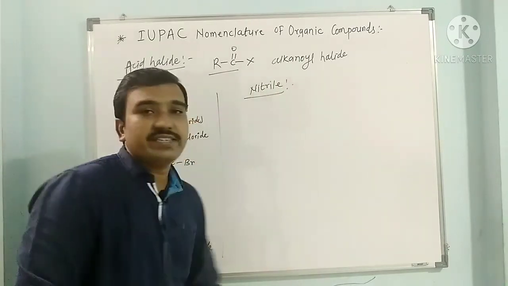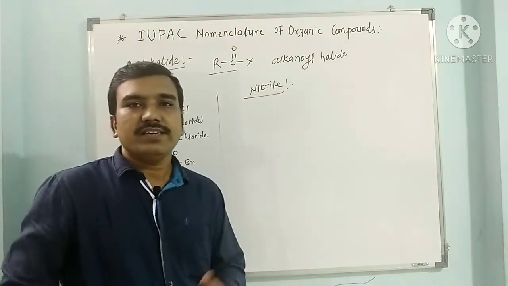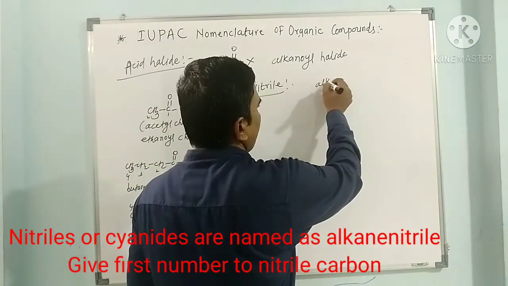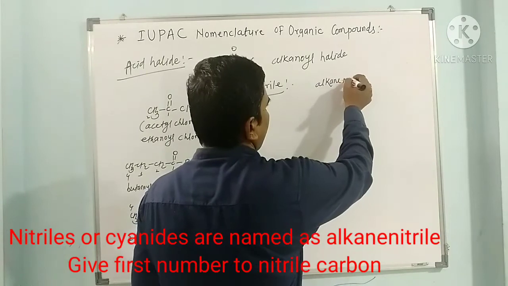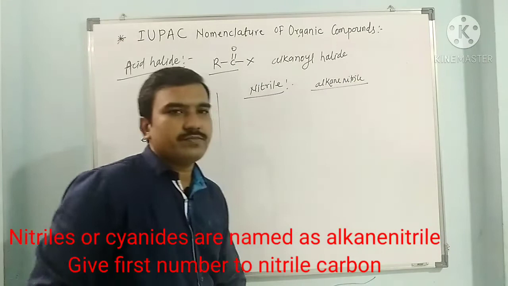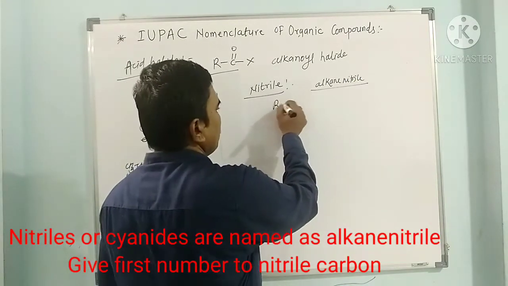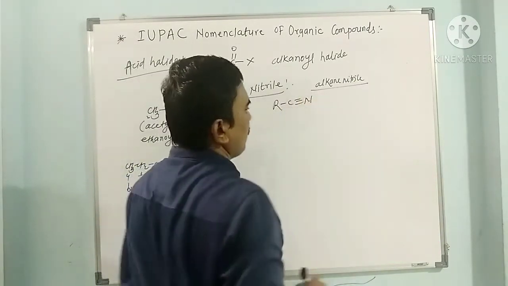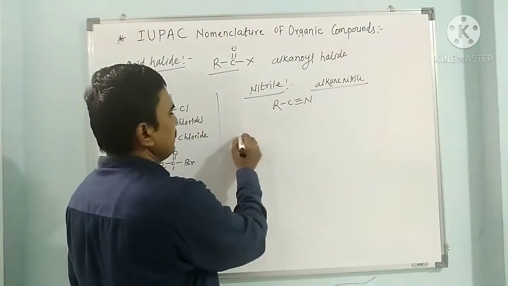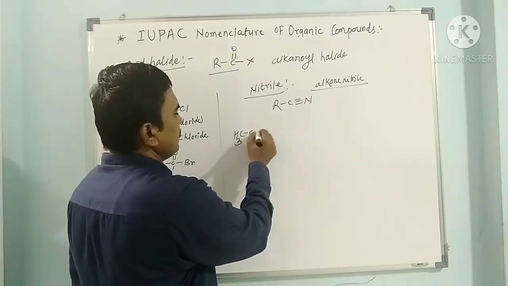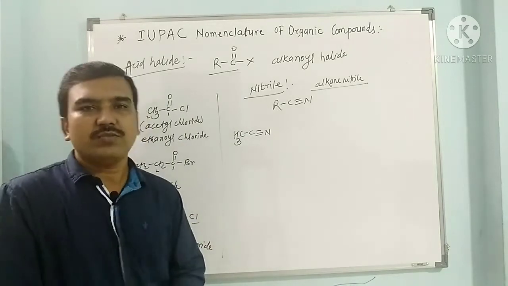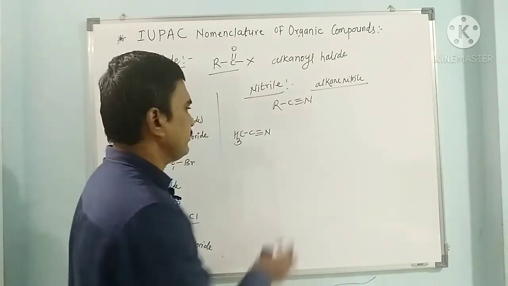These are also called cyanides. Nitriles are named as alkane nitrile. Simple alkane nitriles have the general formula RC triple bond N, or RCN. The simplest example is CH3 C triple bond N, or CH3CN. This is an organic solvent which is commonly called acetonitrile.